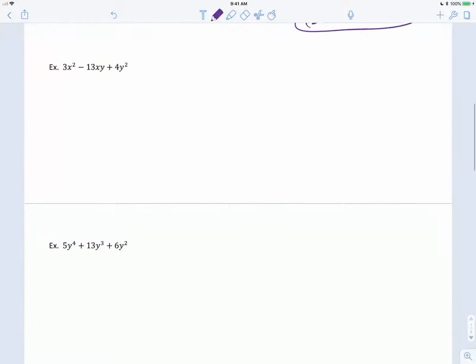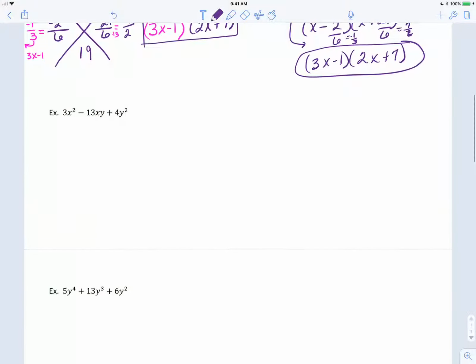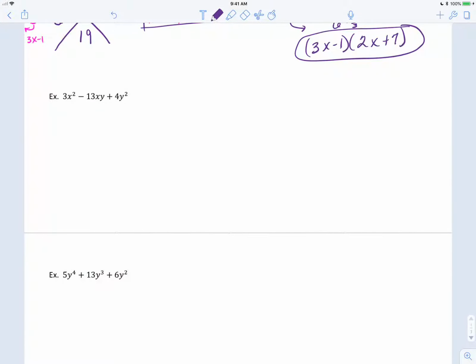Okay, let's do a couple more. How many did I put on here? 3 more. Okay, so hopefully we can get these done pretty quick. Again, remember, if that y squared is at the end, when you create these two binomials, you're going to have a y also at the end.